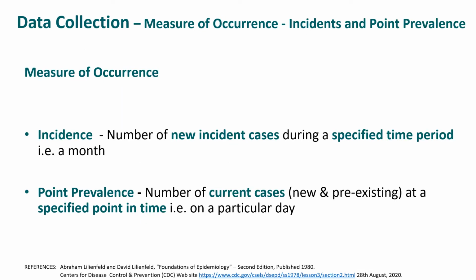Another consideration when you're planning to collect your data is your measure of occurrence. Are you going to collect it via, say, incidence or point prevalence? So what are these measures of occurrence? So incidence is the number of new incident cases during a specified time period, such as a month. Whereas point prevalence is the number of current cases, and what we mean by current cases is new and pre-existing cases at a specified point in time, in other words, on a particular day.